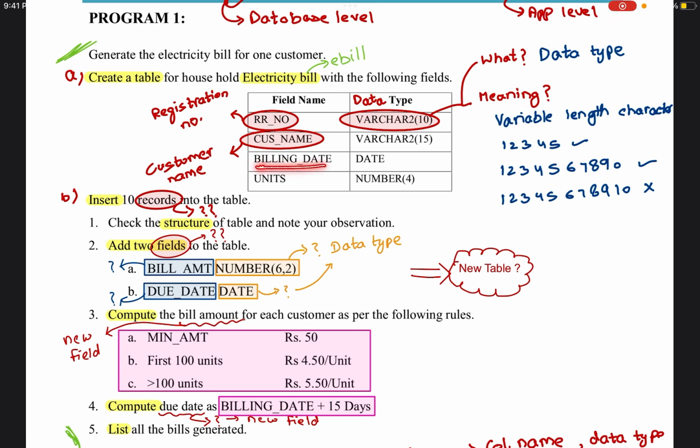Billing date, so the data type will be date. Units, number, not int or integer, this is number. So for number we have written 4, and varchar 15 and 10. Now we'll understand these numerics. Why? This means the length of registration number, the length of customer name, and the length of units, which means a maximum of 9999. Fine.